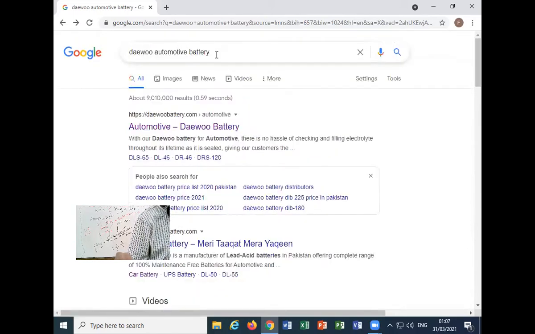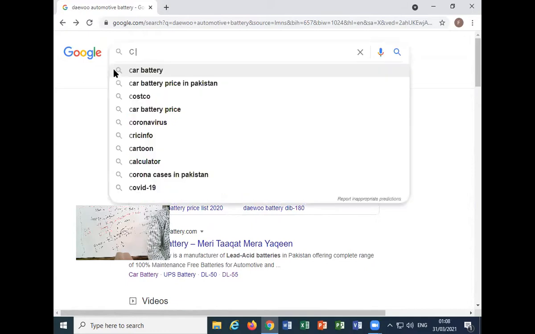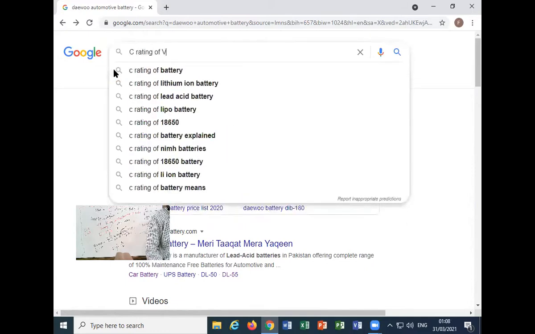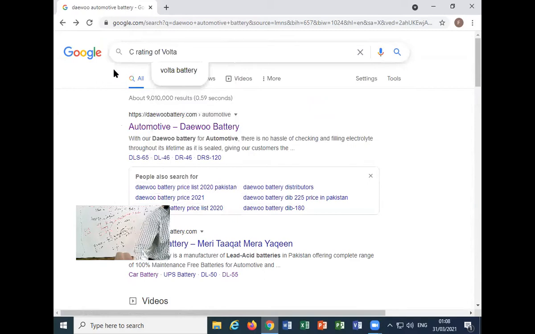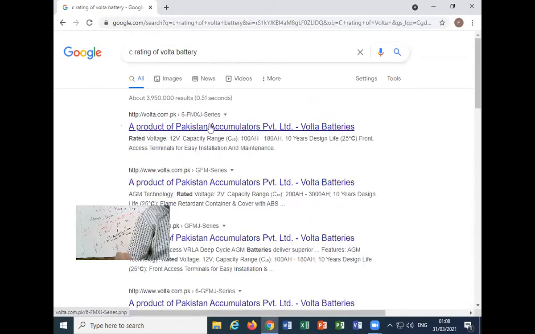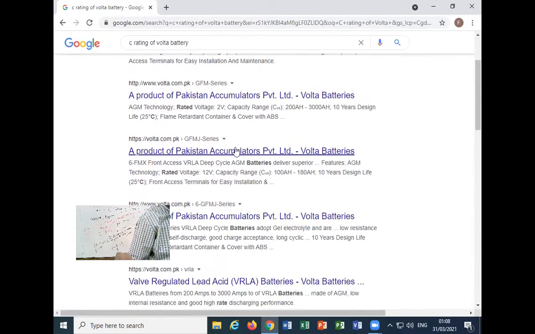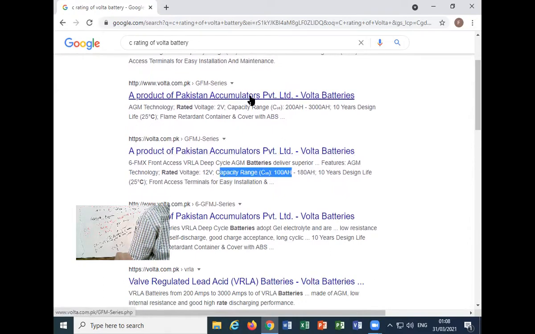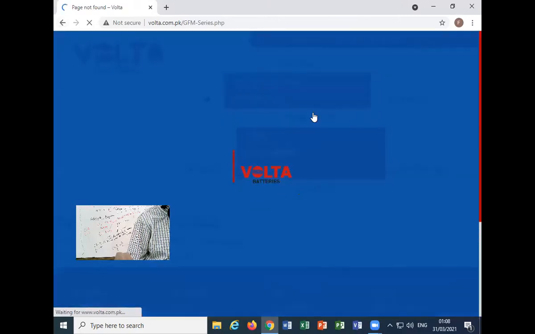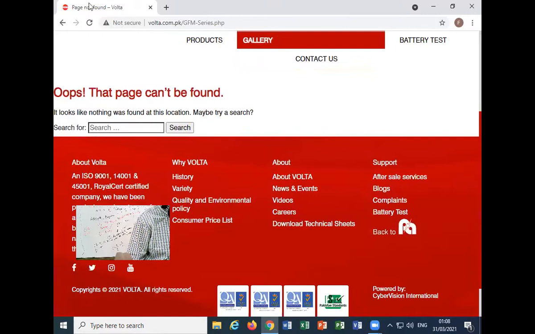Let me show you somewhere else. C rating of Volta battery. Let's see if any manufacturer has. Now look, I found it. If they have mentioned it or not, let's see. So the page not found.